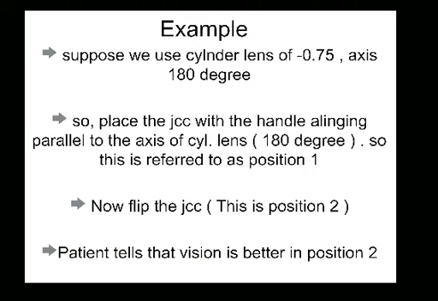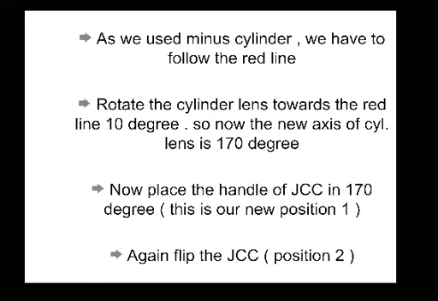Now we will ask the patient to tell if the vision is equal in the two positions or not, and the patient tells us that the vision is better in position 2. Now we have to make some adjustment. As we used minus cylinder, 0.75 diameter minus cylinder, we have to follow the red line here, and if we used plus cylinder, then we will follow the green line. So initially we rotate the cylinder length toward the red line 10 degrees. So now we have a new axis of the cylinder length, that is 170 degree.